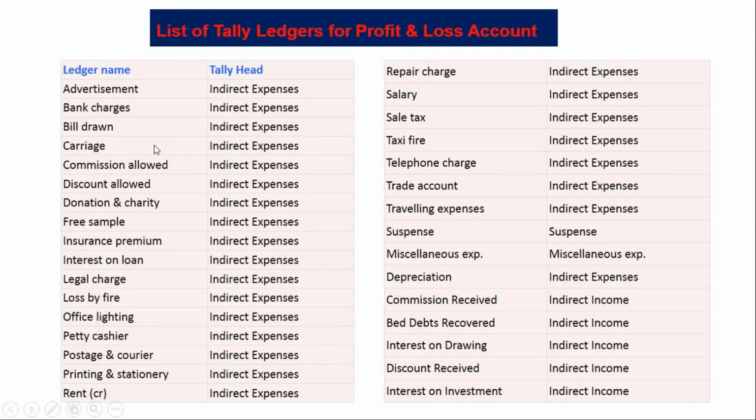Suppose bills drawn, carriage, discount allowed, donation and charity, free samples, interest on loan, petty cash will all come under indirect expenses. Sales tax, taxi fare and all will come under indirect expenses. Then we have suspense account, which will come under suspense account. Then we have miscellaneous, which will come under miscellaneous expenses. Then we have depreciation, bad debts recovered, interest on drawing, which all will come under indirect income.